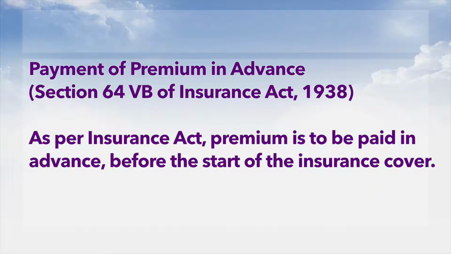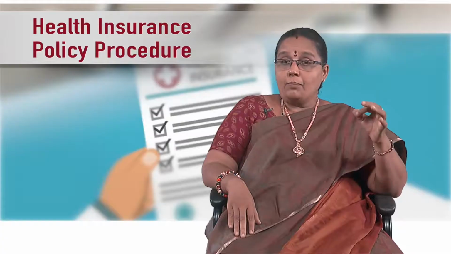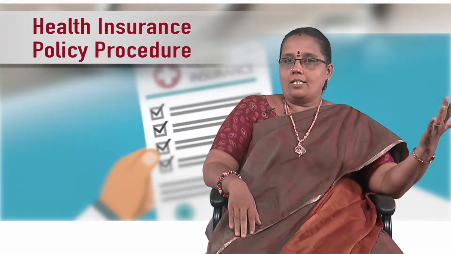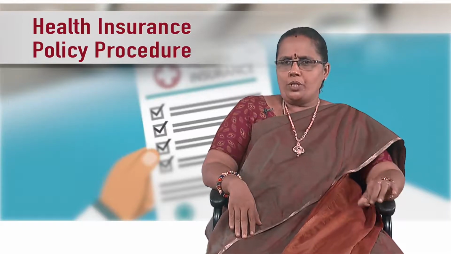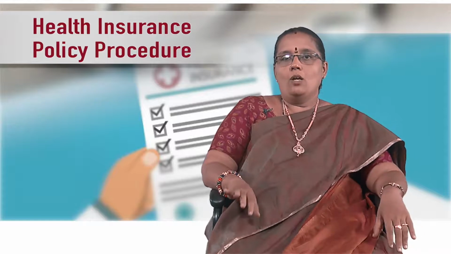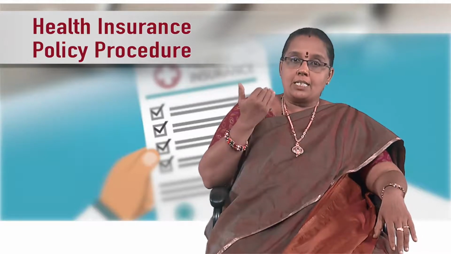The payment of premium in advance is explained under section 64VB of the Insurance Act 1938. See, according to this Insurance Act, premium is to be paid in advance before the start of the insurance cover. This is very, very important. So here the premium has to be paid in advance. Can you understand this?